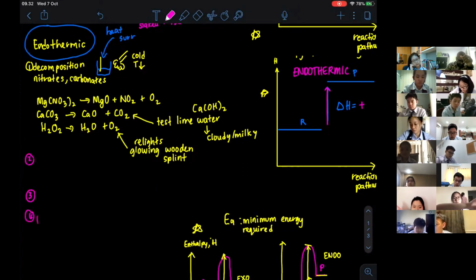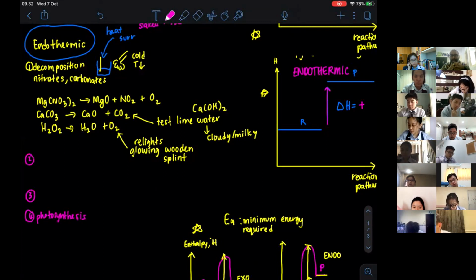Photosynthesis is actually using the sunlight. They are trying to gain the energy. Yes, it's endothermic. Other examples? Nevan, can you remember? Baking soda and vinegar, yes, sir.